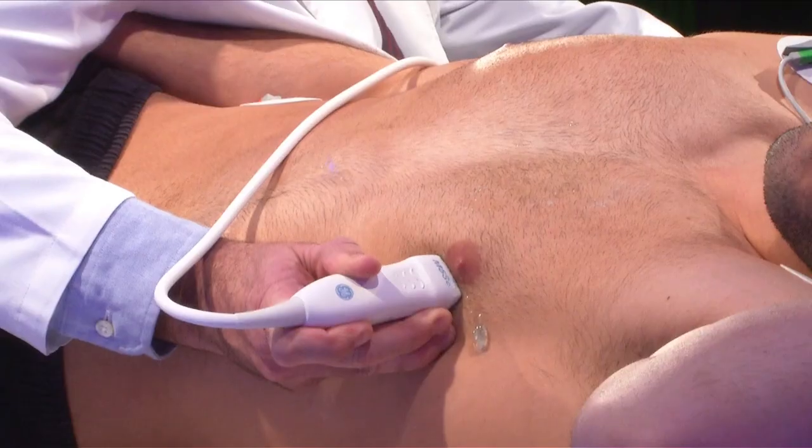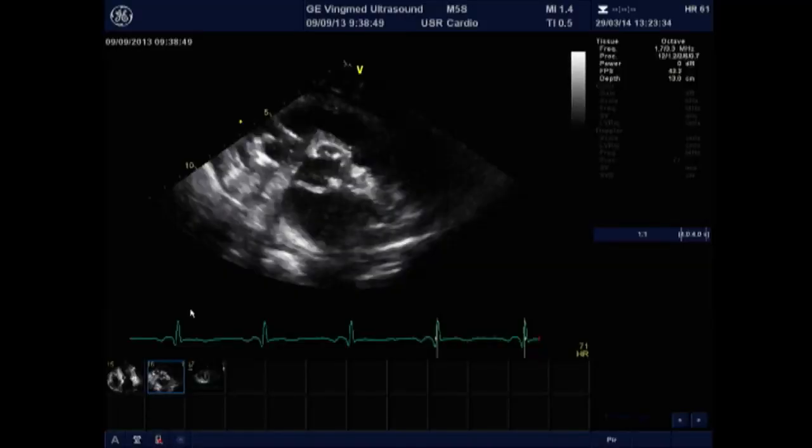interatrial septum. This is a still frame of the short axis view at the level of the aortic valves, where we can see that the aortic valve leaflets are thickened with some calcium, which is always typical of this disease, specifically in such a young patient as this.